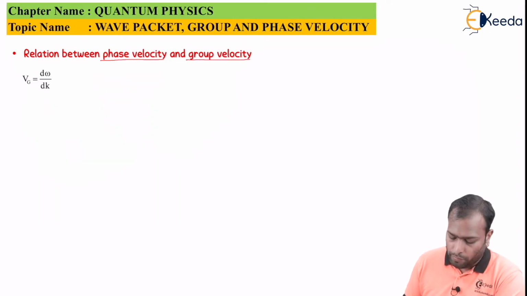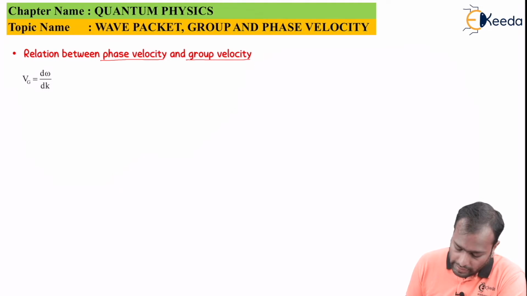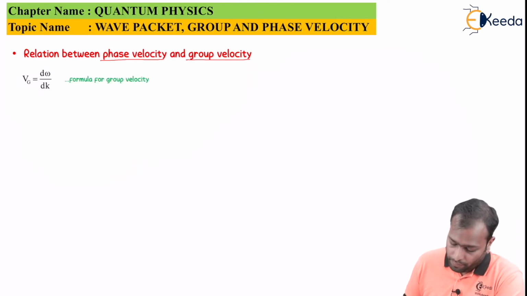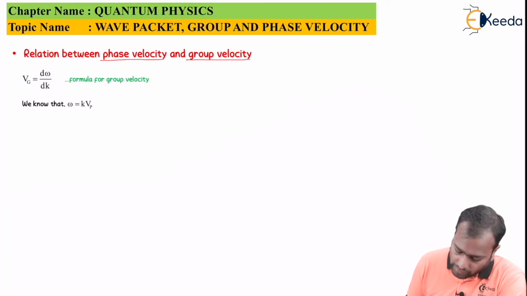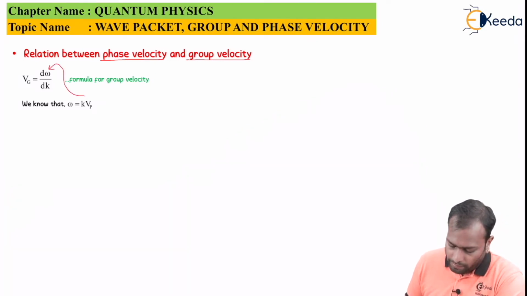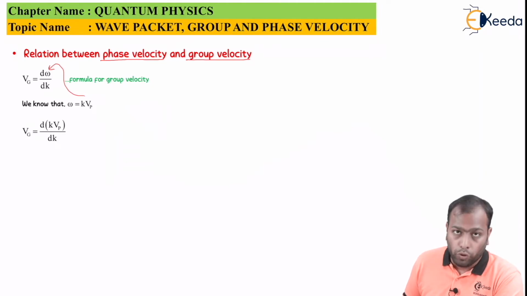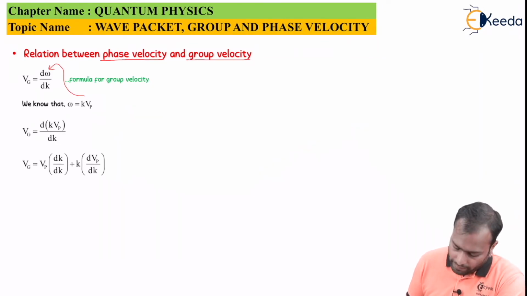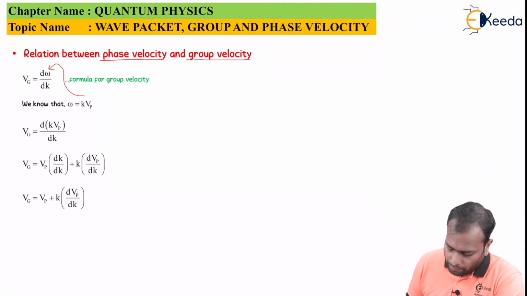Now, from the previous slide, we know that group velocity is nothing but d omega by dk, and omega is equal to k times Vp. From the formula, Vp is equal to omega by k. We'll be just substituting this value here and we'll be getting Vg as derivative of k Vp upon dk. Now by using the UV rule or the chain rule, we'll be getting Vg is equal to Vp into derivative of k with respect to k plus k times dVp upon dk. dk by dk is nothing but 1, so we'll be getting Vp plus k into dVp by dk.